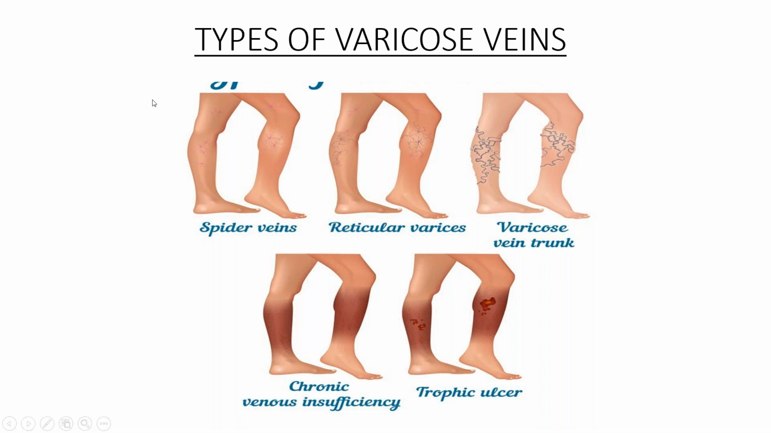Okay, there are certain types of varicose vein depending on the appearance: spider veins, reticular varices, varicose vein trunk, chronic venous insufficiency, and trophic ulcers. All right, ये सब appearance के after the appearance they are named.